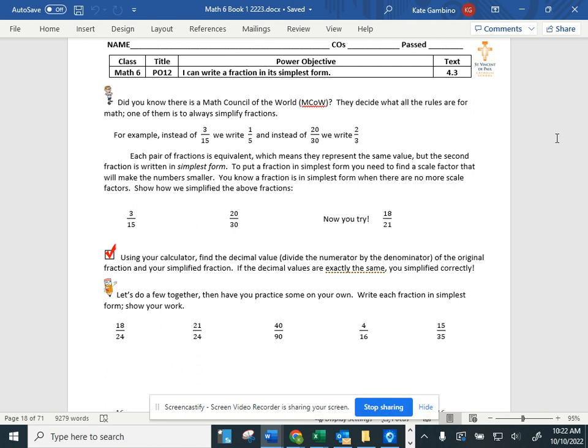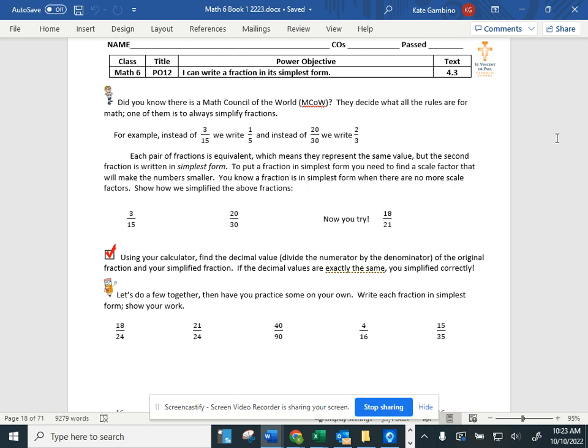But they do decide what all the rules are for math. One of them is to always simplify fractions. So whether or not Mr. Schultz belongs to the secret Math Council of the World, we do know that it is true. We always need to simplify fractions. Okay? So always, always, always when you're finding an answer in fractions, simplify it.